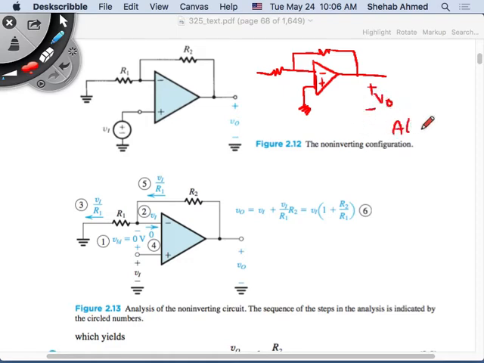A times (V2 minus V1) was equal to 0. And then V2 is also equal to 0 because it's grounded. So it was a very negative, so A times negative V1. So A times negative V1 is equal to V output, right? That V output was equal to A times the differential gain. So this is V output.